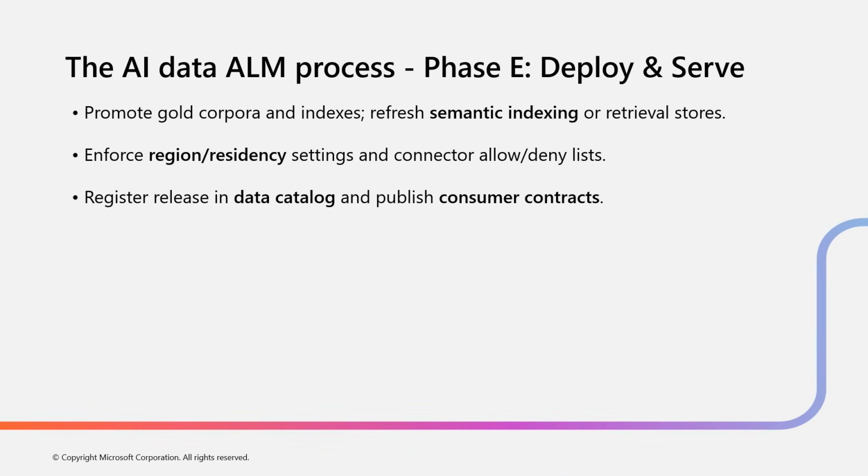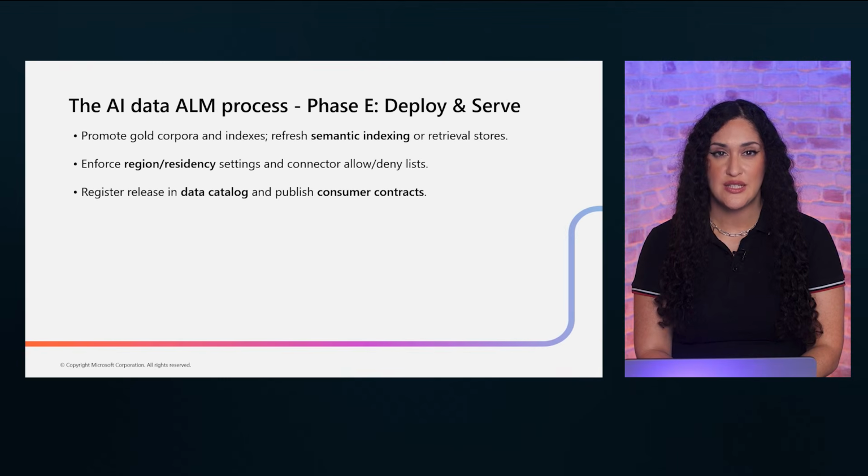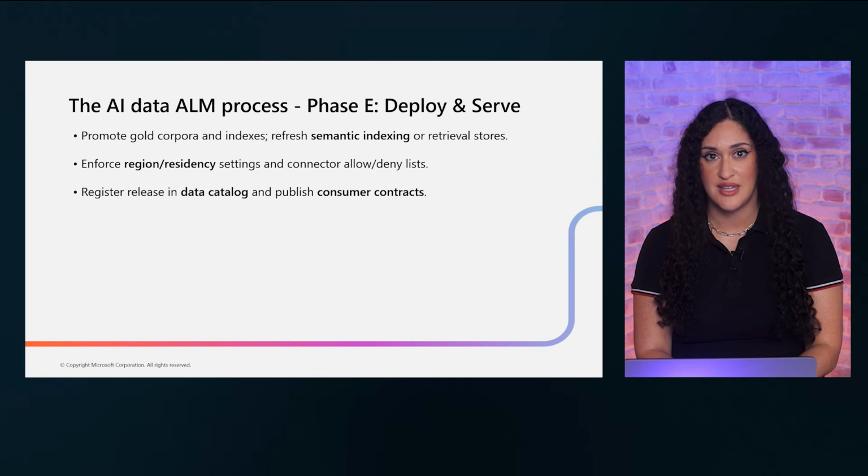Phase E is deployment and serving. Now you promote your gold dataset and indexes into production and refresh semantic indexing or retrieval stores. Enforce region and residency settings and connector allow/deny lists so data stays where it is supposed to be. Register the release in your data catalog and publish consumer contracts so downstream teams know exactly what is available and how to use it. Your best practice here is to make every deployment traceable. Anyone should be able to look up what was deployed, when, and with what data at any point in the future.